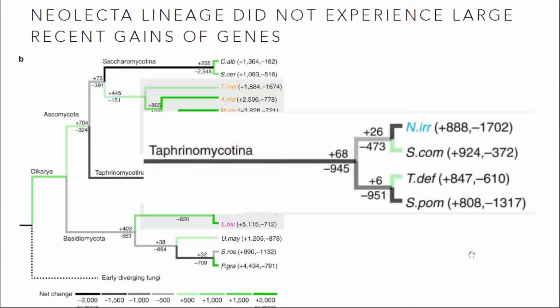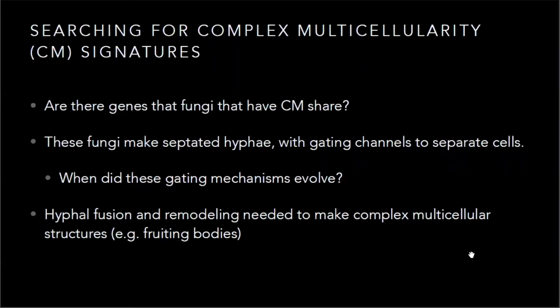Okay, so that's curious. That was maybe one believable or plausible hypothesis that was not supported. So then we wanted to look more broadly. What are the genes that we can find in other organisms that we would call complex multicellular? Some of these organisms make septated hyphae, and they have channels to separate cells, which are really different. We wanted to understand, when did this gating mechanism evolve, and I'll explain that in a second. And then we also have mechanisms for how hyphae fuse together and remodel, which is really a major principle in how you form mushrooms, right? There's this whole knotting and fusing of hyphae to make the sexual structures in ascomycetes.